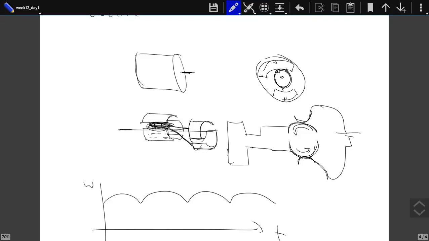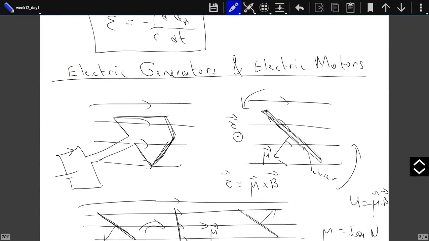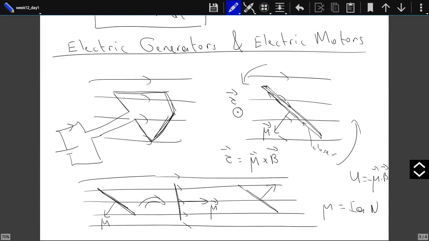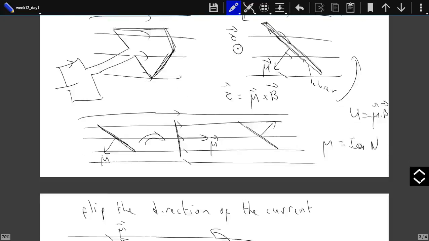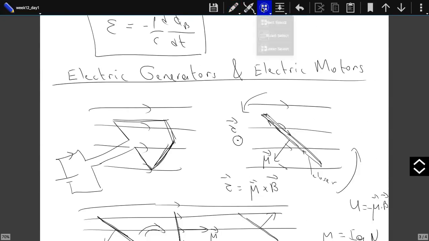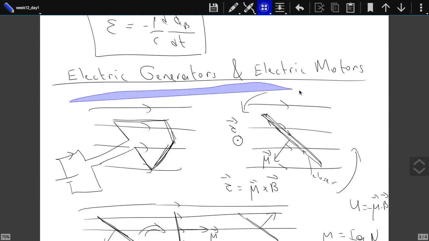Let's look at the generators, and then we can go for a break. Well, the generators basically have the same idea. It's the same construct.